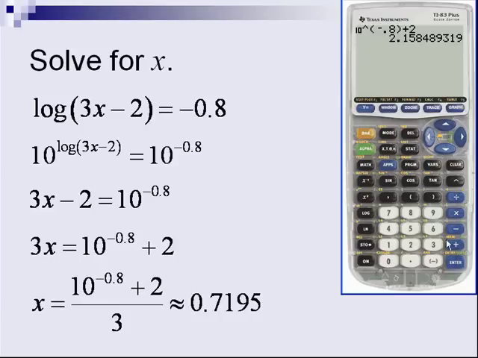And then all of that is going to be divided by 3. So now I divide by 3, and I get 0.7195 if I round off to 4 decimal places. So that's our answer. Okay, so you can leave it in exact form or decimals. Most people like to put the decimal form just because it's easy to see what sort of number that does give us.